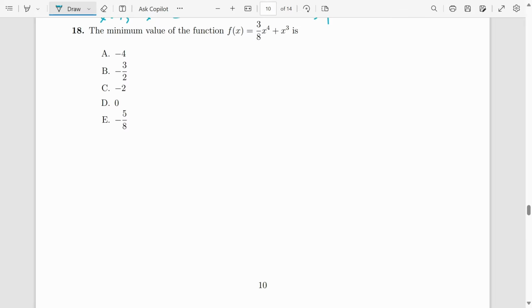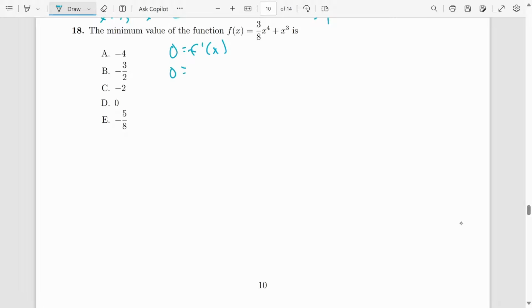Question 18. The minimum value of the function f of x is what? So there's an easy way to do this. We just find all of the local minima of f of x and then plug each of them back into f of x and then just choose the one that's the smallest, and then that'll be our absolute minimum. So finding local minima, that's a critical point question. So we set f prime of x equal to 0 and then solve for x.